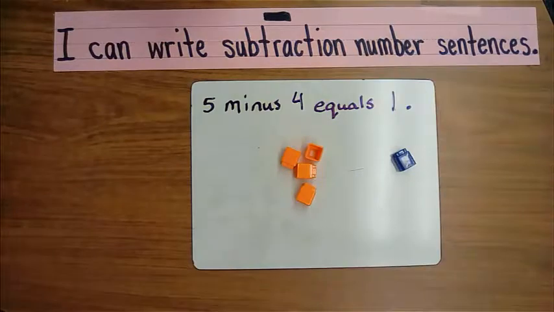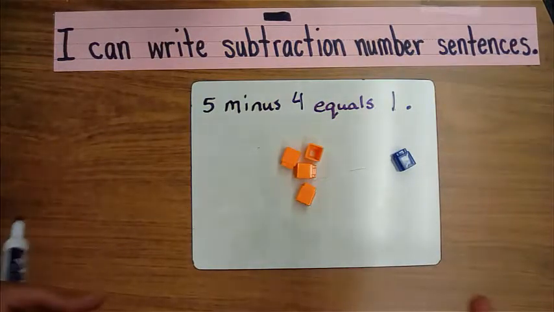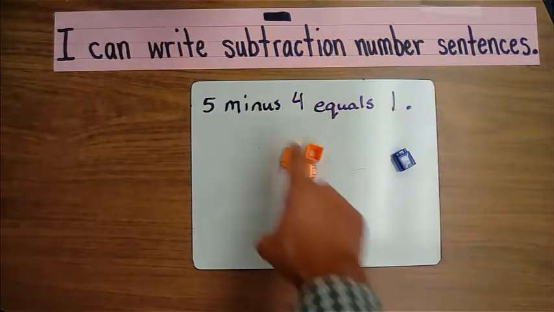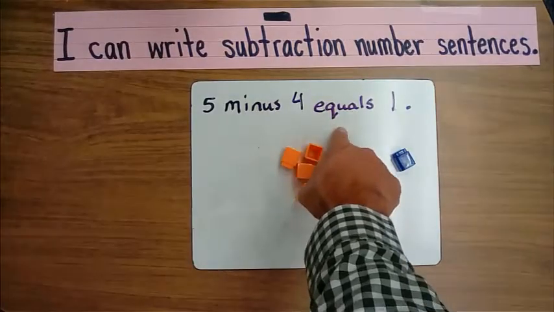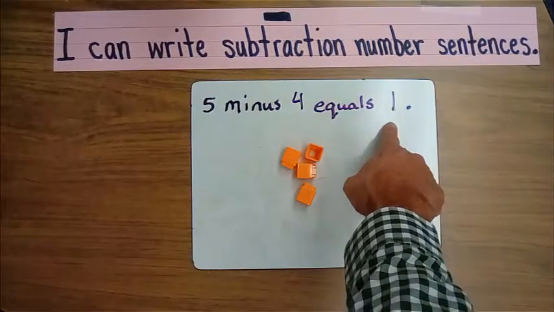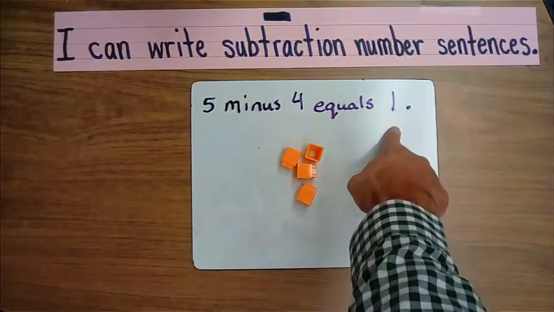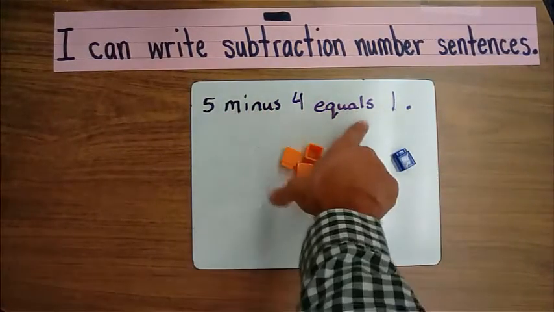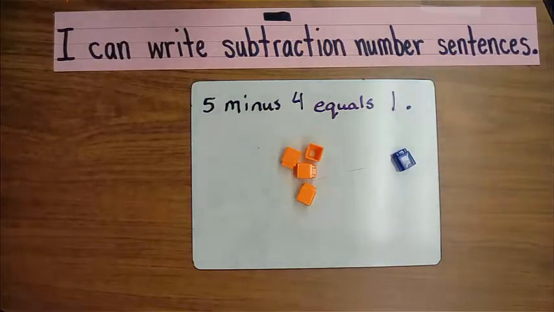1 is the difference. So when we are writing subtraction number sentences, we need to make sure we have a minus, an equals, and then the answer to a subtraction number sentence is the difference. That's what the answer is called. It's called a difference. But when we write these out, we don't write out the words. That is too long. It takes too much space. So this is what we do. We use some symbols.